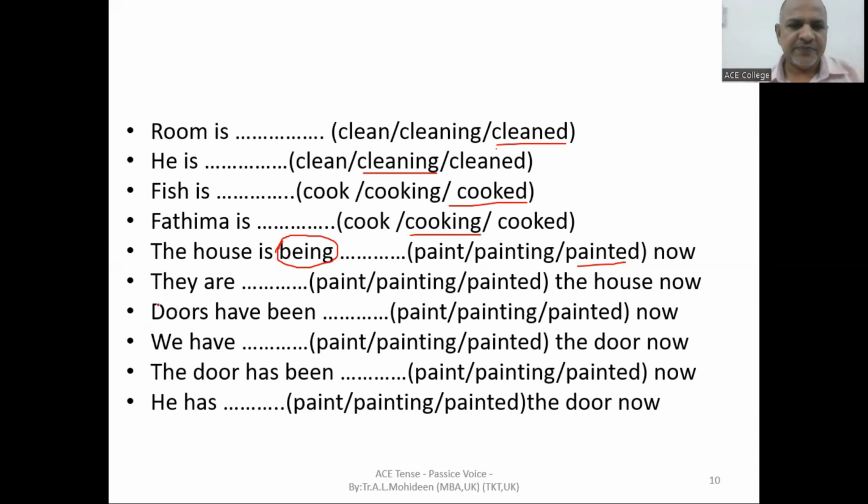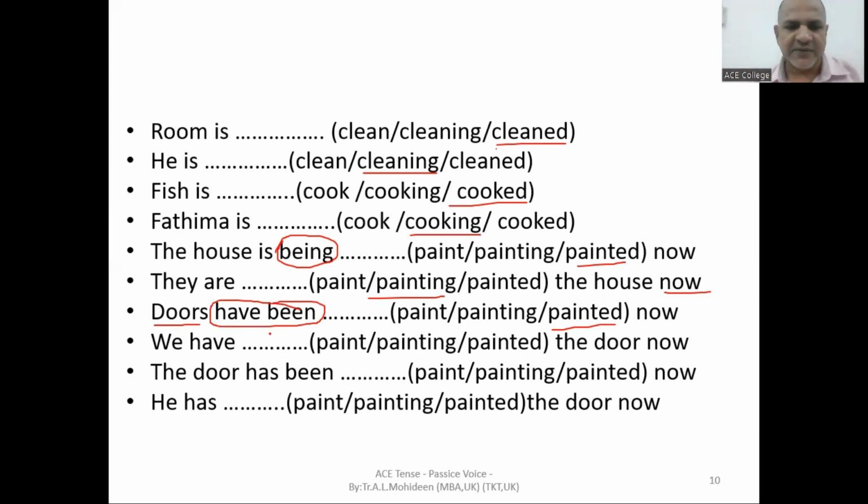What about this one? They are painting the house now, because it's a person. Doors is not a person. Doors, plural now, have been painted now. So now you have another form, we call that perfect tense passive voice. Have been, and then fifth form.